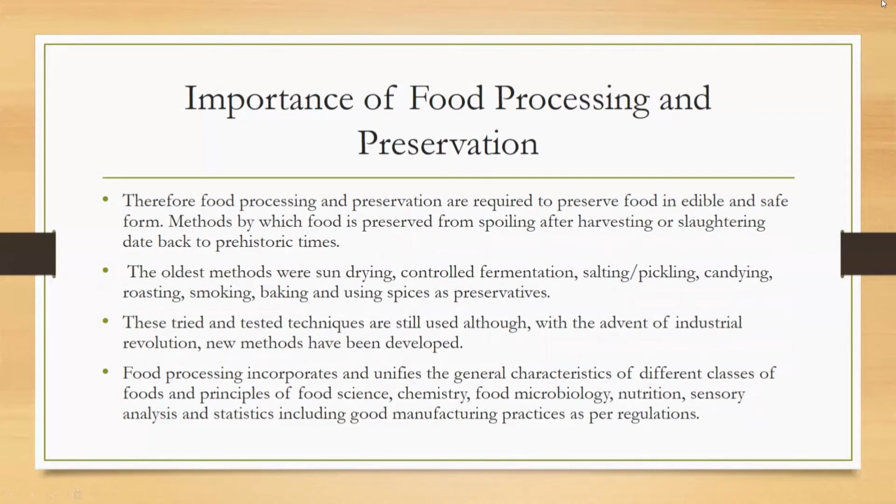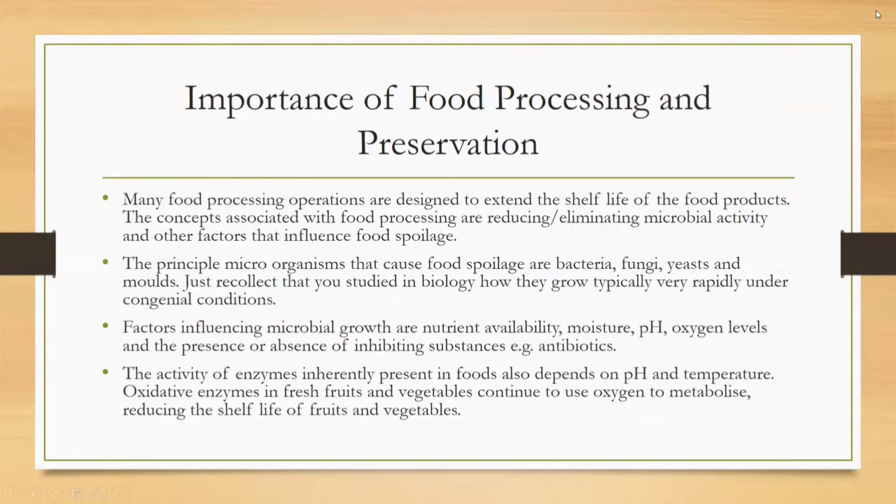Food processing incorporates and unifies the general characteristics of different classes of foods and principles of food science, food microbiology, sensory analysis, and statistics, including good manufacturing practices as per regulations. Many food processing operations are designed to extend the shelf life of the food product. The concepts associated with food processing are reducing and eliminating the microbial activity and other factors which are leading to food spoilage. The principal microorganisms that cause food spoilage are bacteria, fungi, yeast, and molds.